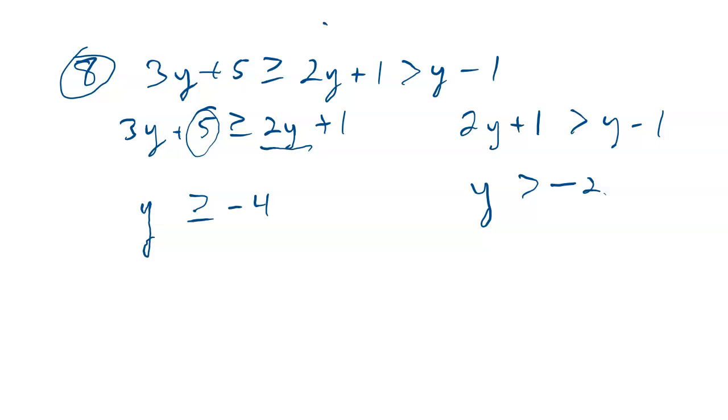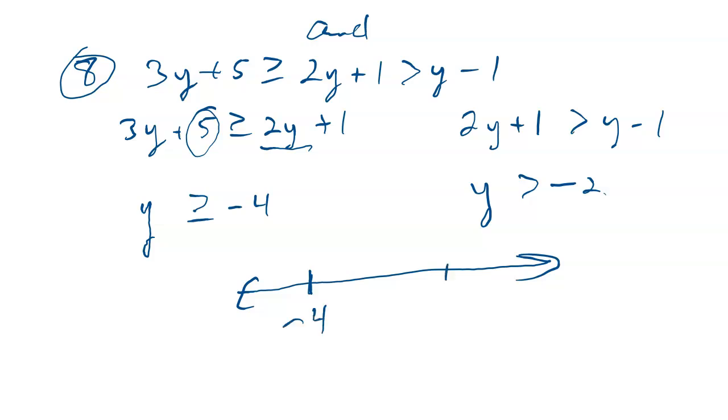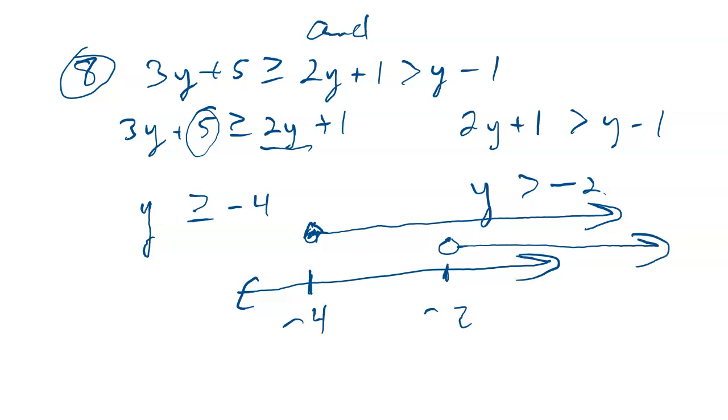Interesting. Now this is an and. This is a conjunction. Interesting. This doesn't look fun. All right, here we go. So here's -4. I feel like I did something wrong. It looks good. Here's -4. Here's -2. So -4 looks like this, and -2 looks like that.